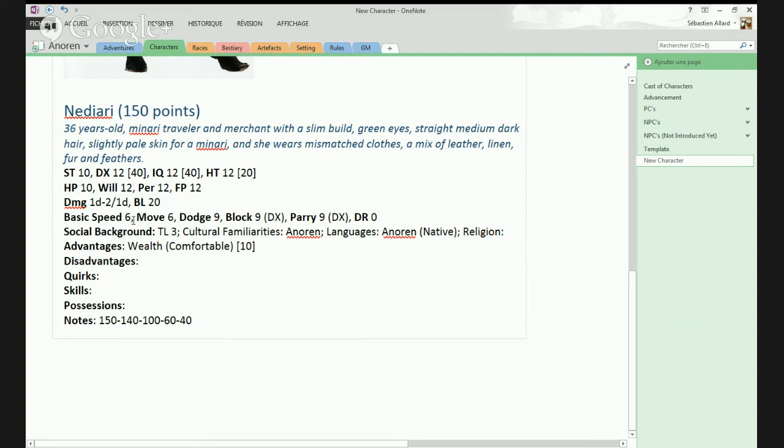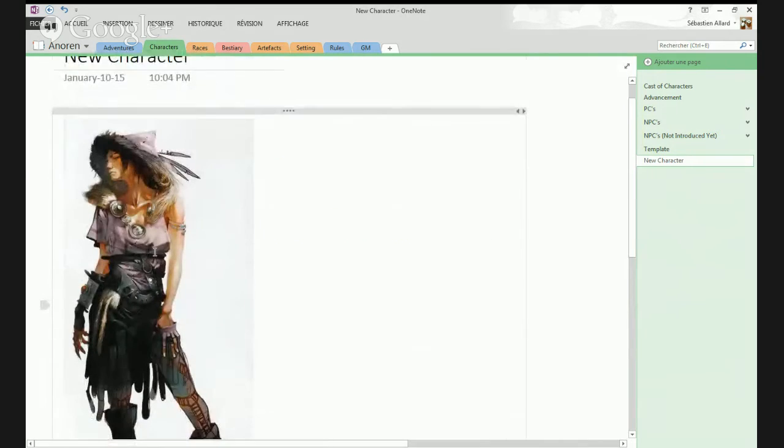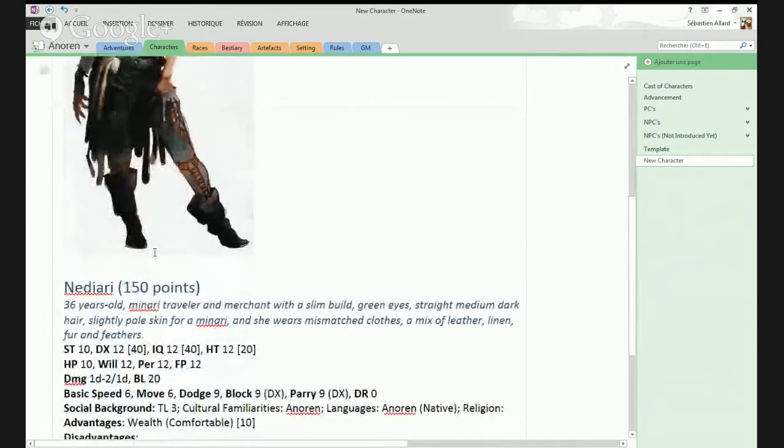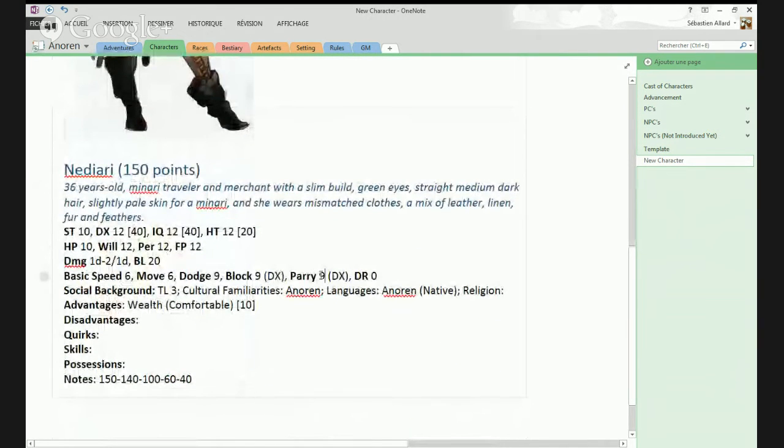I'm gonna give her a skill in swords. So definitely she will have more than one parry score. So this parry score will be her basic default parry score. DR is damage resistance. It's kind of handy. It's the armor she will wear. So I'm gonna leave it blank.